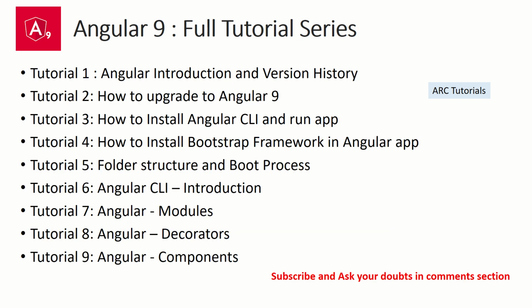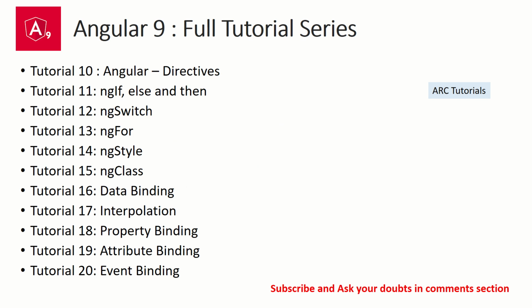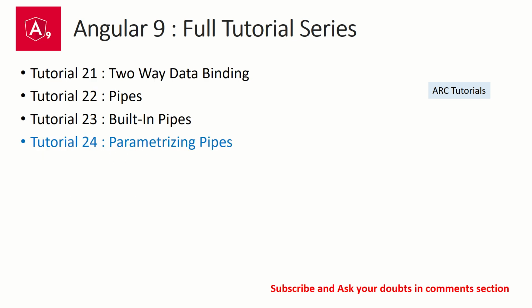So far in the tutorial series, we have seen around 23 tutorials, right from introduction to CLI, to module, decorator, components, directives, data binding, different types of data binding options, namely interpolation, property, attribute, event binding, two-way data binding, and pipes. We started learning pipes in the last few episodes. We learned about built-in pipes, and today we are going to learn about parameterizing pipes.